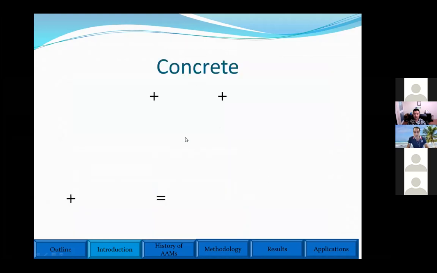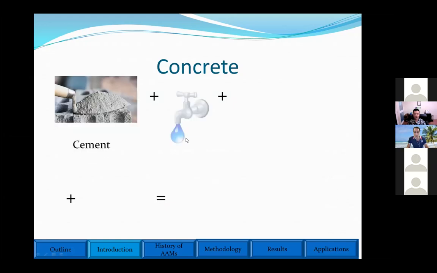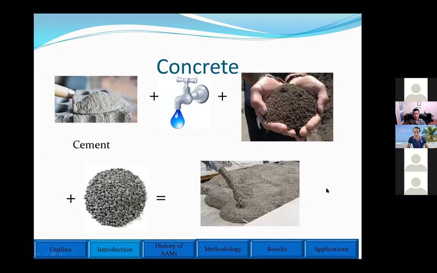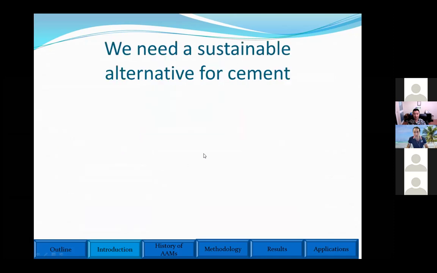But to fabricate this material, we need cement, water, sand, gravel, and done. Today I'm going to focus more on the first component or ingredient of the concrete, that is cement. You may see this statement in journal papers that publish about concrete materials: we need a sustainable alternative for cement. But why? What's wrong with cement? What's wrong with this type of material?